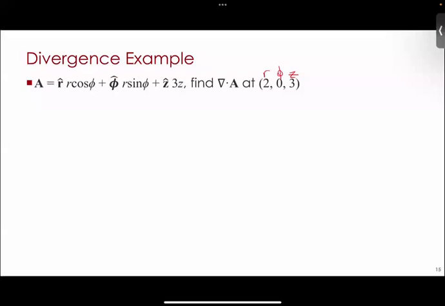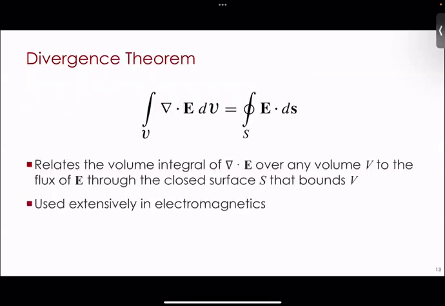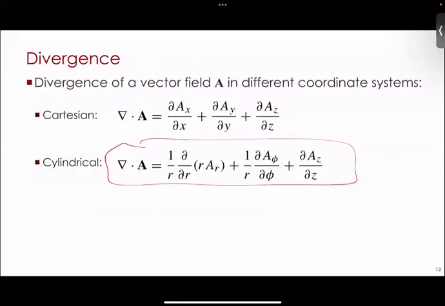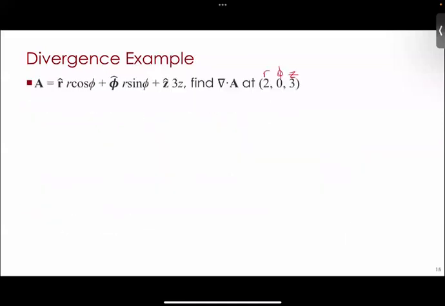R sine phi, and AZ, 3Z. All right, so we have all those. Then we'd come back here, we look at this and we go, well, the R component, we actually have to multiply by R first. So it'd be R squared, and then take the derivative with respect to R. So it'd be 2R cos phi, okay?